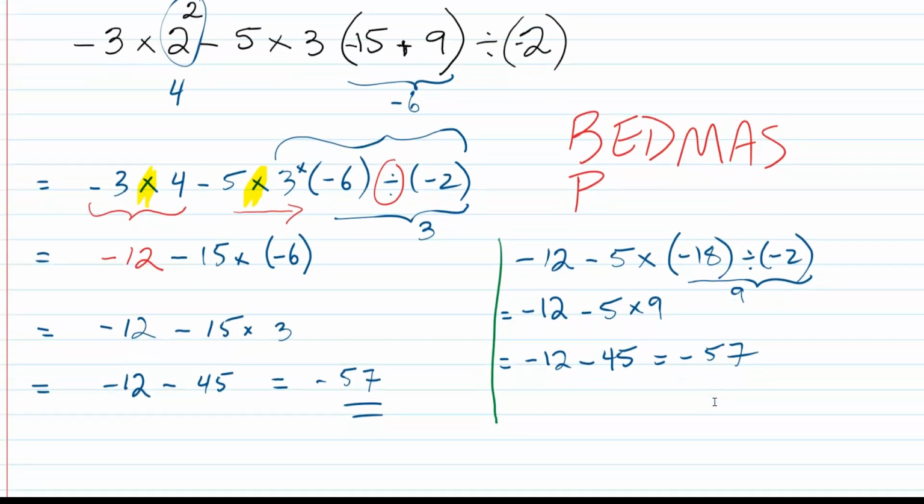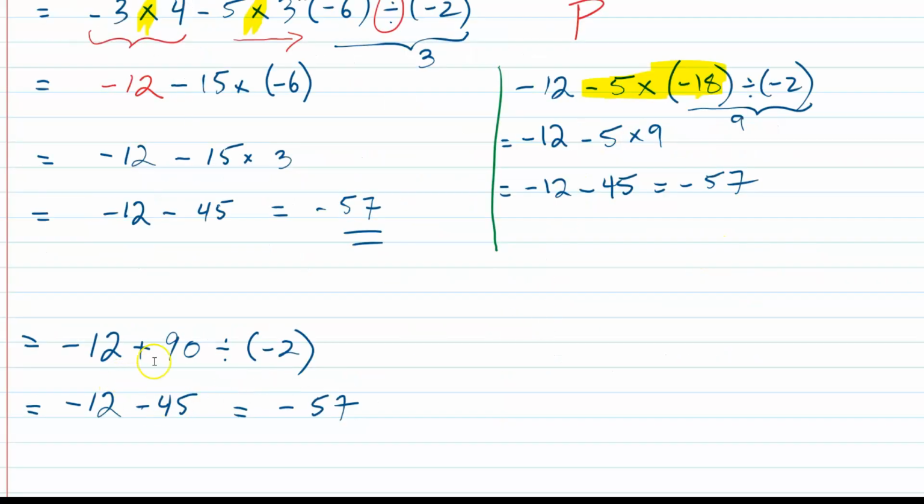Now, there's one more. What if you multiply these two first and then divide by -2? Will that work? Let's check that out. So here it is, okay, -5 times -18 is +90, and then divided by -2. I just wrote it down here.